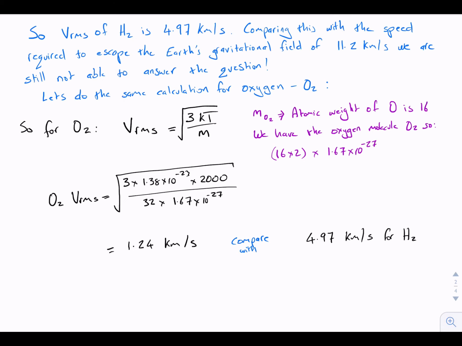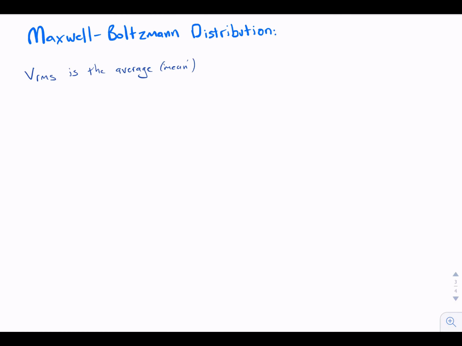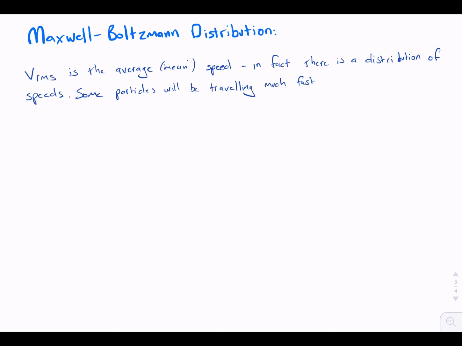To understand why we have oxygen here on Earth and not hydrogen, we need to look at the final concept for this lecture, and that is the distribution of particles, or the probability versus speed, which is called the Maxwell-Boltzmann distribution. We have calculated the root mean squared velocity, but in fact there is a distribution of speeds, and not all the particles are travelling at this one speed. Some of the particles will be travelling much faster, and some will be travelling much slower.